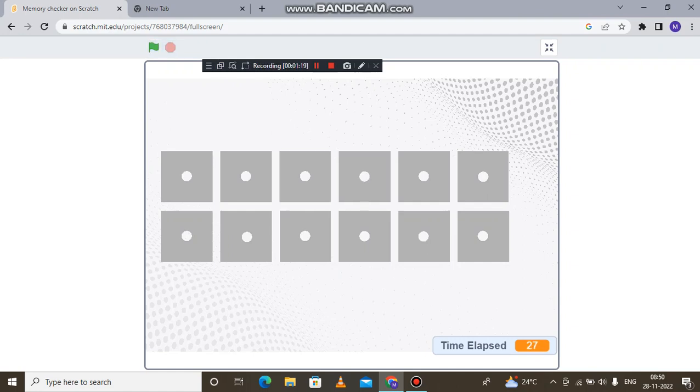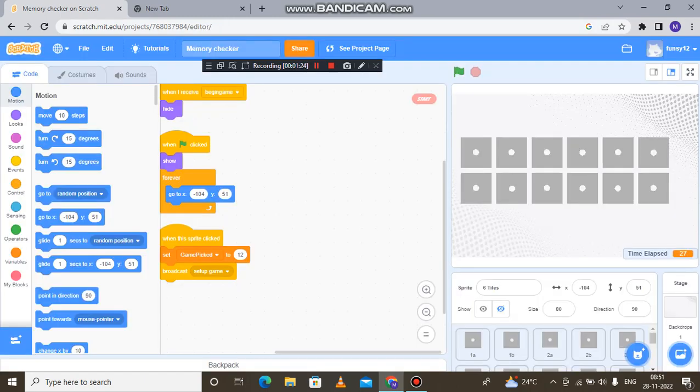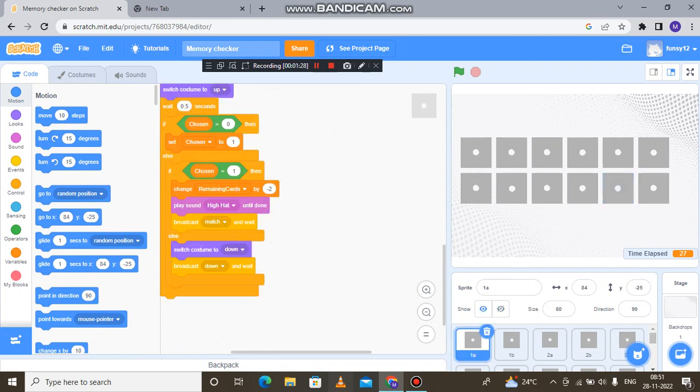Let us move to the card blocks and sprites. Here, 6 pairs of different color cards. Cards are created using costumes.